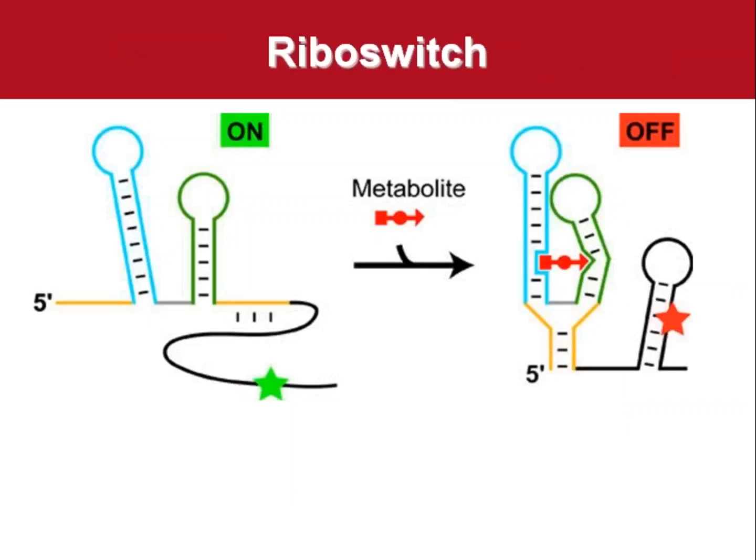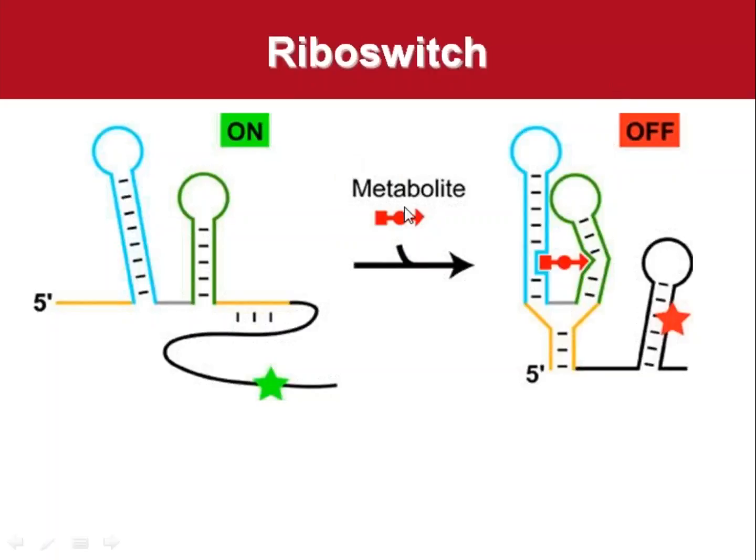So what is a riboswitch? A riboswitch is able to regulate gene activity on the level of RNA. This is illustrated here in this schematic. The riboswitch sits in the 5' untranslated region of the mRNA. And there are two types of riboswitch: on riboswitches and off riboswitches. Illustrated here is an off riboswitch.